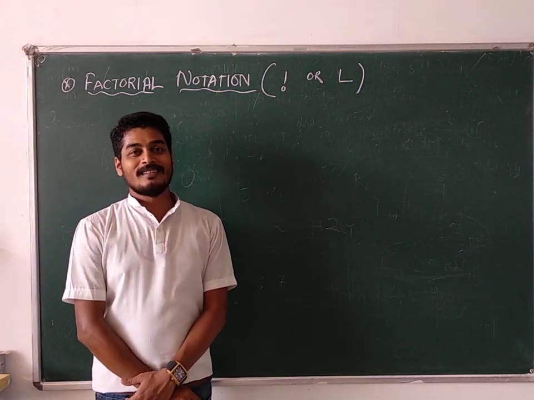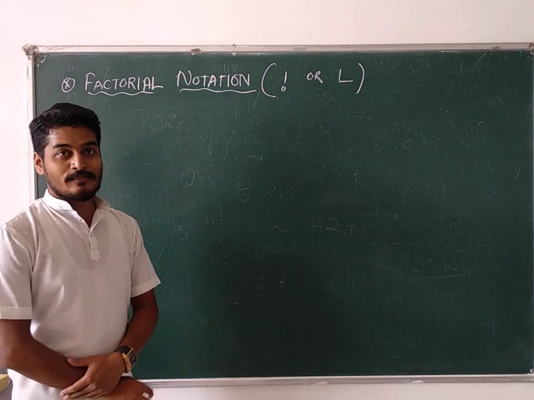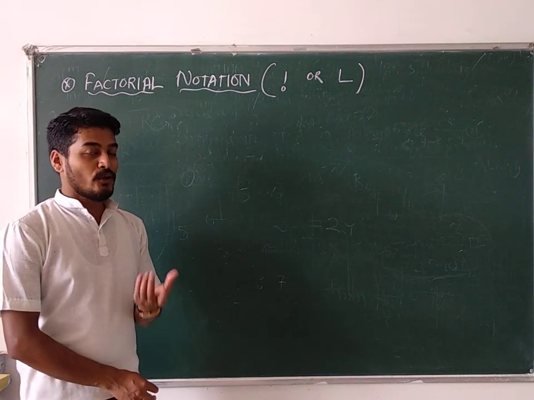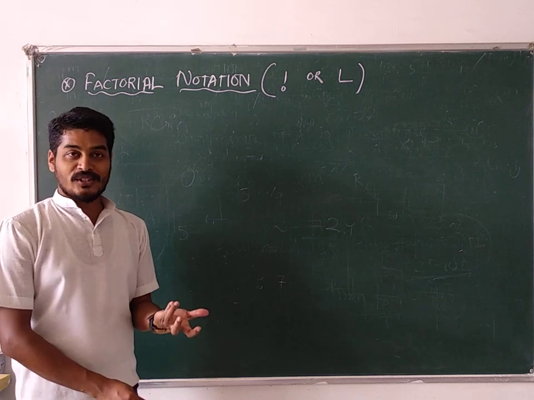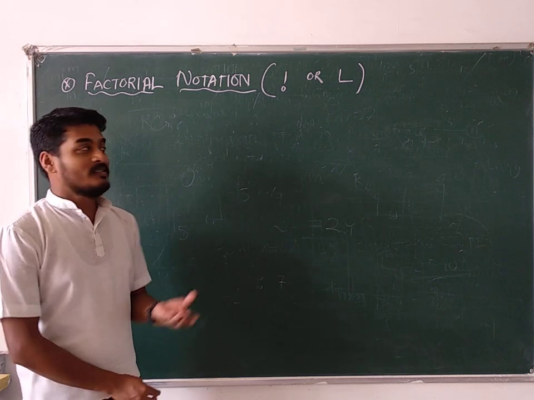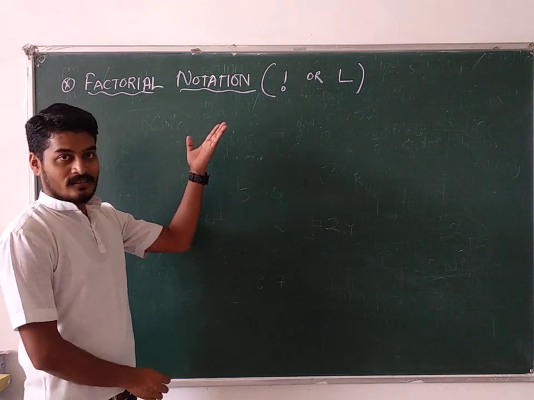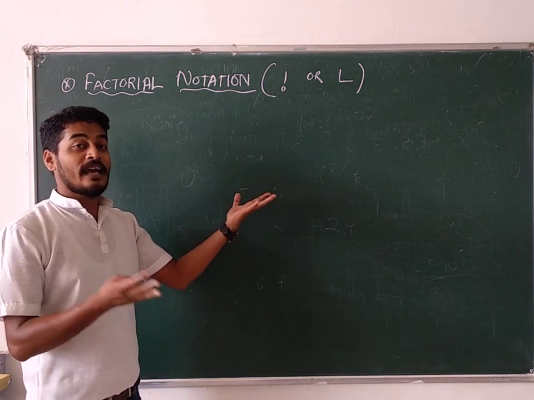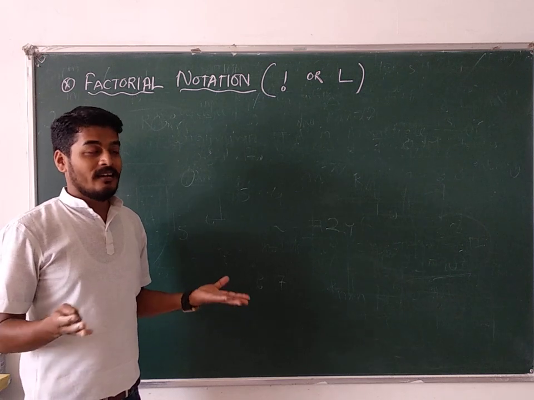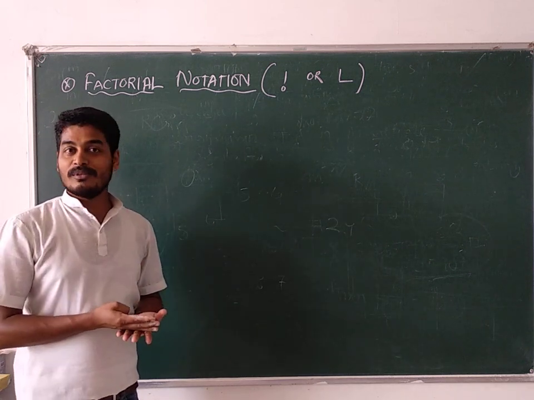Hello everyone. Now I'm going to explain one topic which is totally related with multiplication of natural numbers. This is known as factorial notation. This is nothing but a symbol which we use to represent an expression. And it will be obviously applicable in case of permutation and combination.